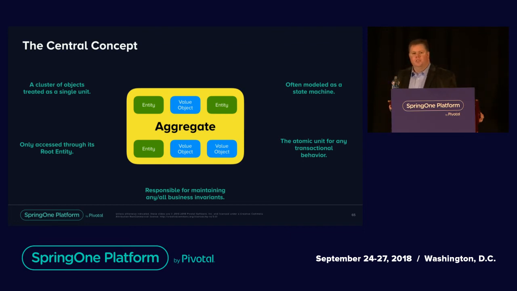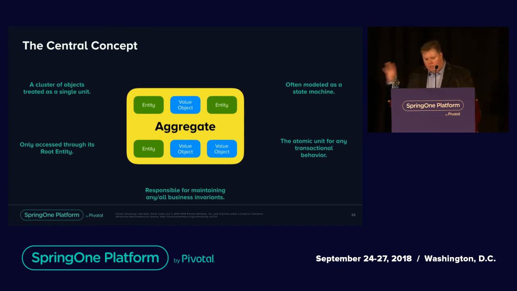Atomic unit for any transactional behavior. This is super important. Do transactions go beyond a single aggregate? No. That's easy. That's a rule that we can hold on to and guide a lot of decisions that we're trying to make. And then these things often turn out to be state machines.